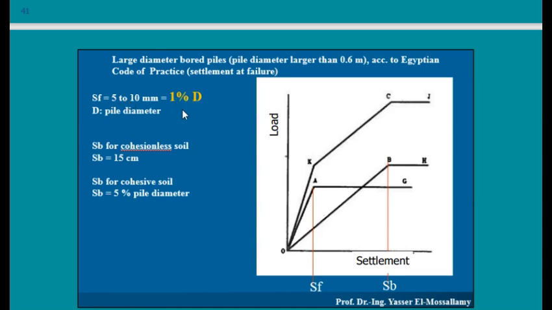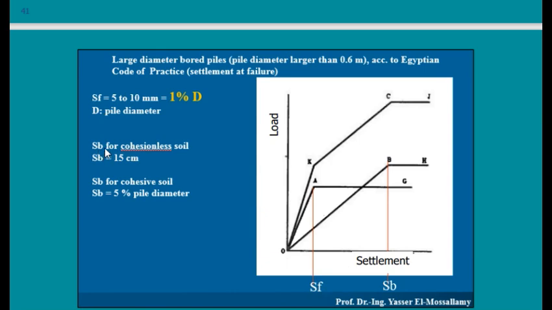If I get a diameter that is very big, so instead of giving me 7 millimeter, it gave me 15 millimeter, then I will take the maximum here, which is 10, because they said that it is between 5 and 10. So now I can assume a value for SF. Now I go to SB.